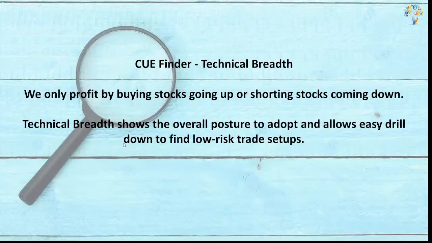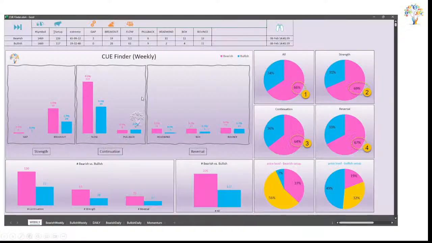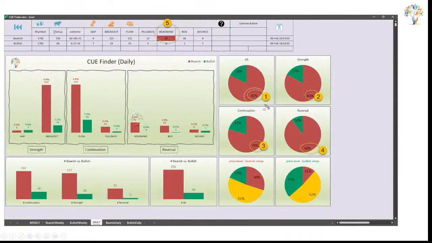Lastly, find a technical breadth. We only profit by buying stocks going up and shorting stocks coming down. This is very helpful in aligning trades with the market, as I will demonstrate again later. Weekly technical breadth is bearish across all the categories, doesn't allow buying, allows shorting. And daily technical breadth is not only bearish across all categories, but we also have a bearish headwind alert. It only allows shorting, doesn't allow buying.